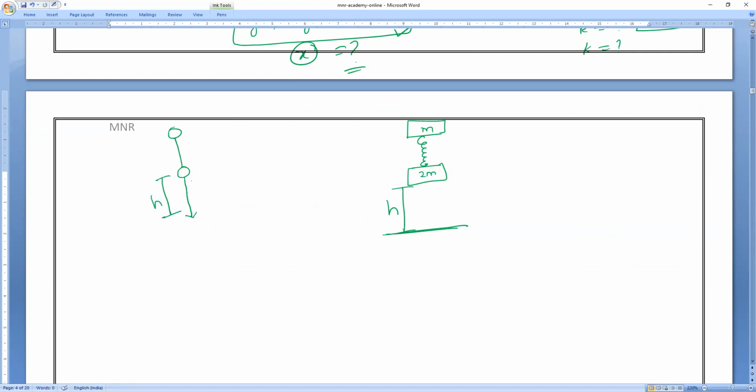Now if I drop these two balls, the first ball will travel, for example, a distance h, so how much distance will the second ball also travel? If the first ball travels 1 meter downwards, then the second ball also travels how many meters downwards from the initial position? 1 meter.